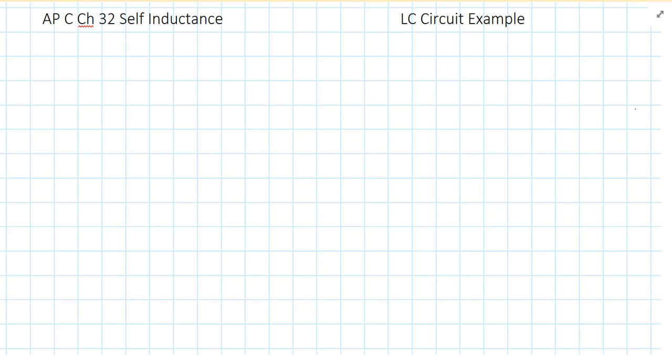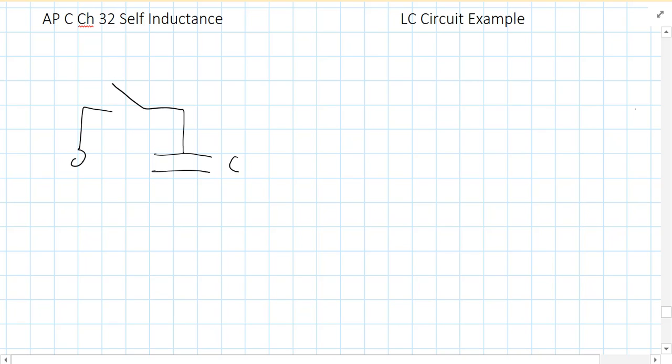Hey folks, we're going to do a quick LC circuit example. So let's say we have a simple LC circuit. We have a capacitor, our switch, and our inductor. That's L, and you've got it like that. And let's say your circuit starts with the capacitor fully charged to a voltage V naught.